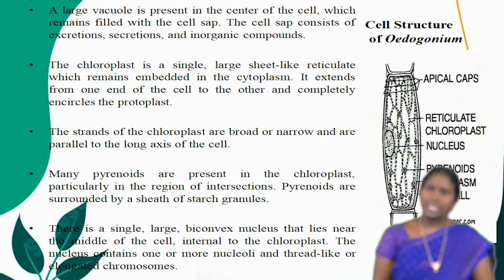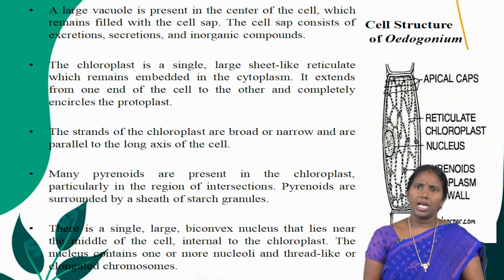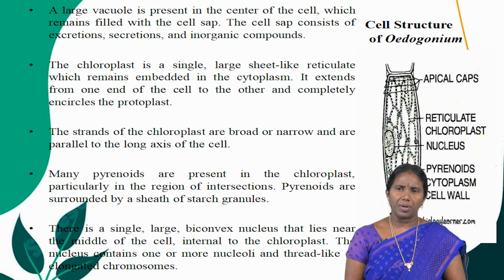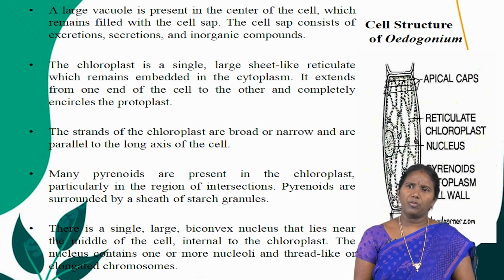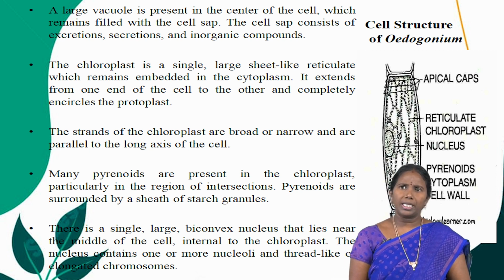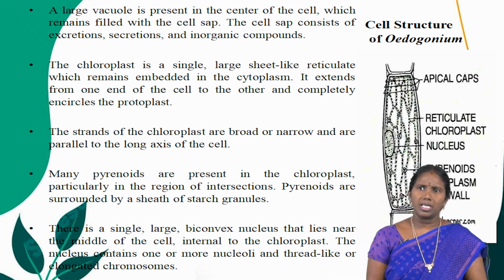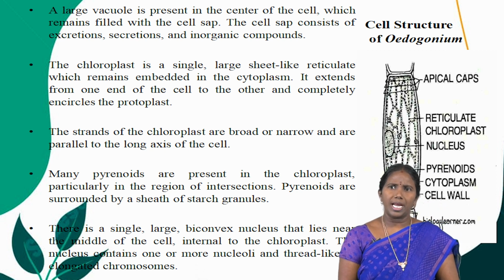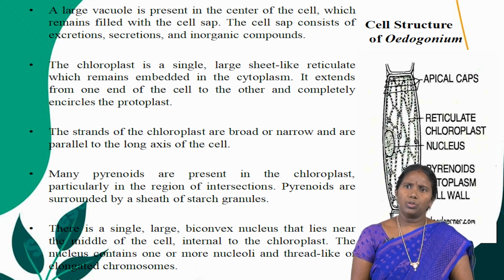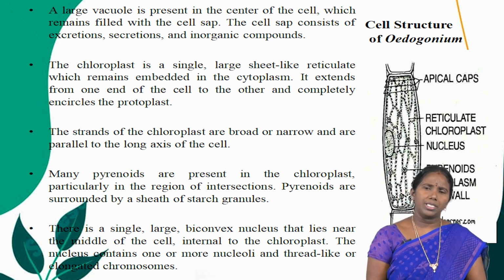The chloroplast is a single large sheet-like reticulate structure, embedded in the cytoplasm. It extends from one end of the cell to the other and completely encircles the protoplast. The strands of the chloroplast are broad or narrow and are parallel to the long axis of the cell.